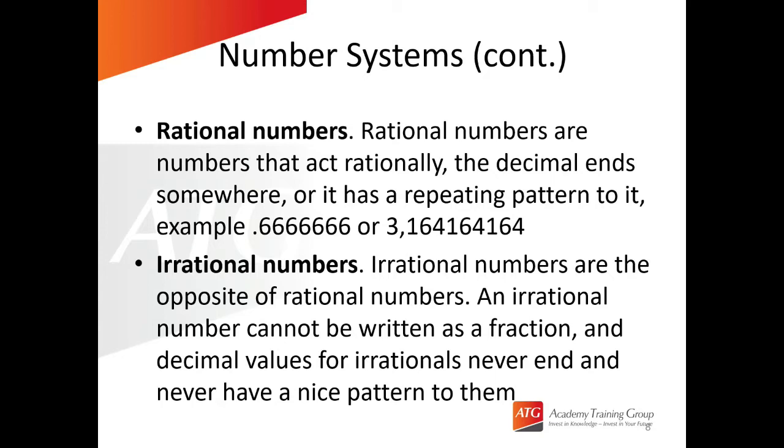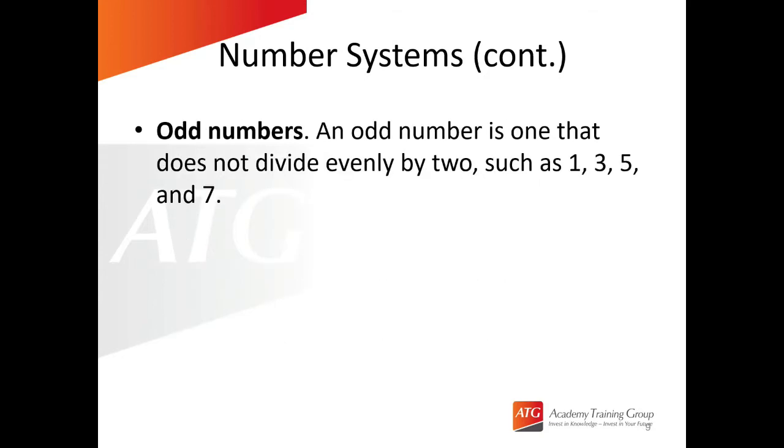Irrational numbers. Irrational numbers are the opposite of rational numbers. An irrational number cannot be written as a fraction, and the decimal values for irrationals never end and never have a nice pattern to it. So for example, 0.312, it goes on forever, but it does not repeat the same pattern. Odd numbers. An odd number is one that does not divide evenly by 2, for example 1, 3, 5, and 7.